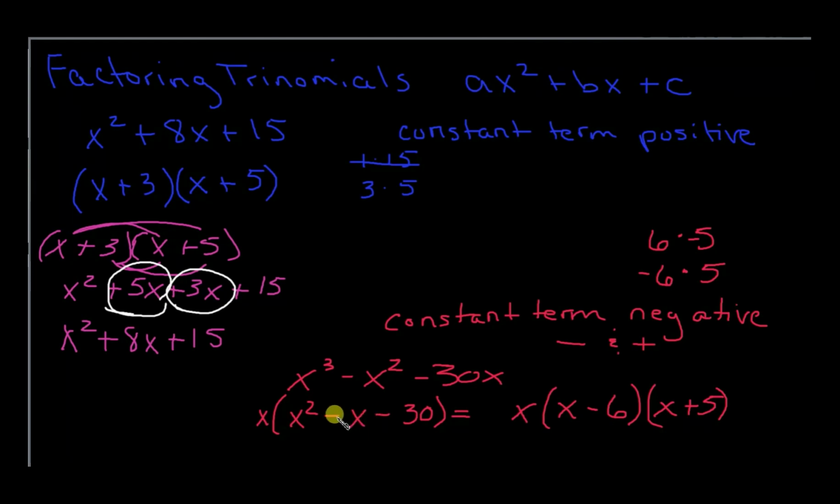If the bx term in the center was positive, you would use the other option, the positive 6 and the negative 5.